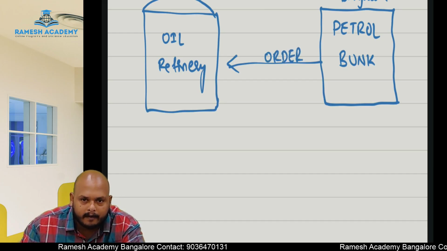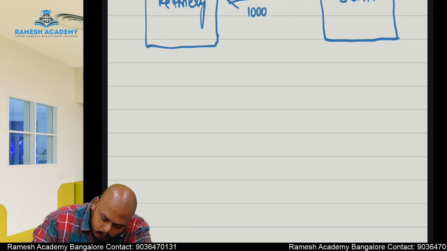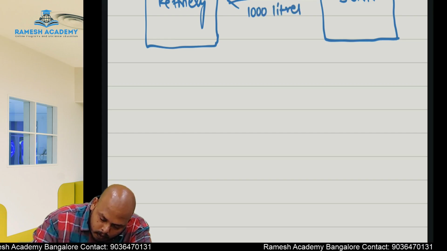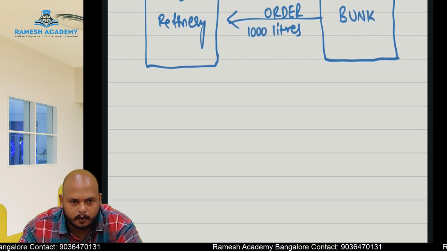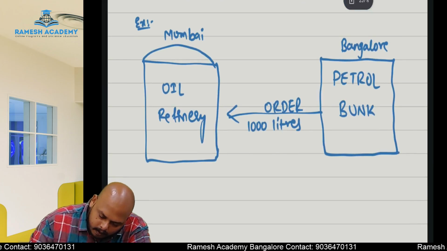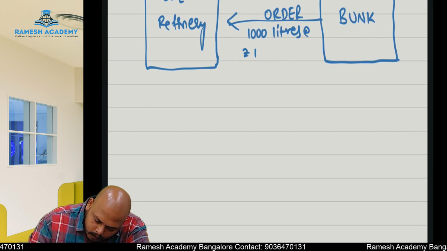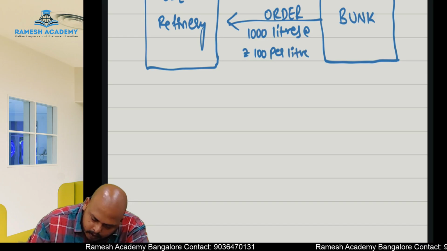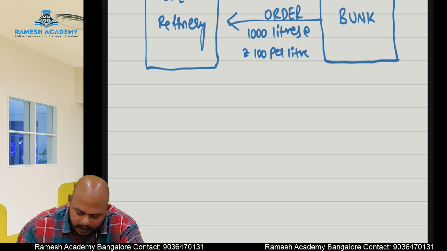This petrol bunk gave an order for 1000 liters of petrol at the rate of rupees 100 per liter. What is the price per liter? Rupees 100 per liter.